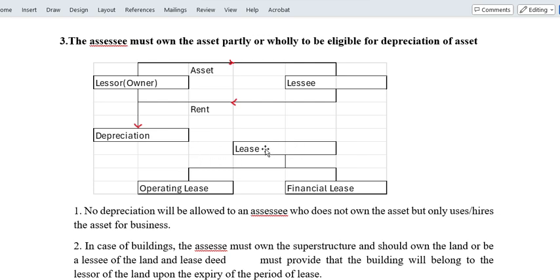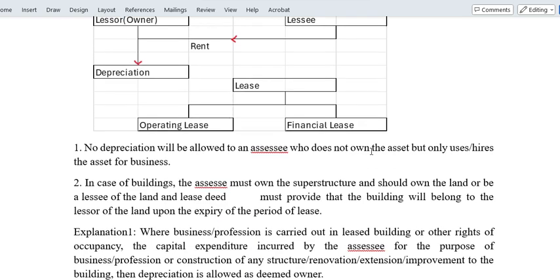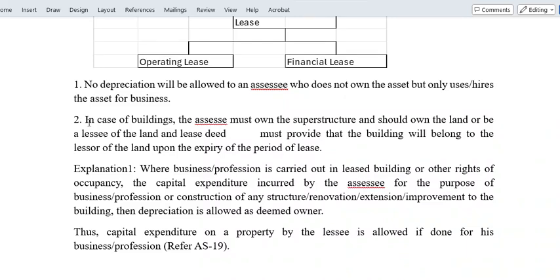Lease, we know there are two kinds of lease, operating lease and financial lease. Okay. And lessor is the owner, so he will get the depreciation. No depreciation will be allowed to an assessee who does not own the asset but only uses or hires the asset for business. Okay. So he only uses it, he just hires it, then he will not get the depreciation. The owner will get the depreciation.